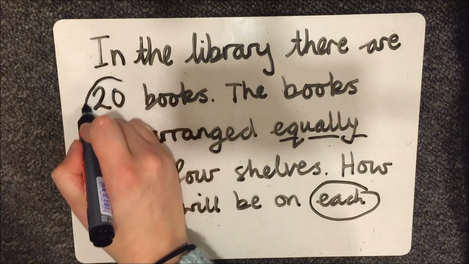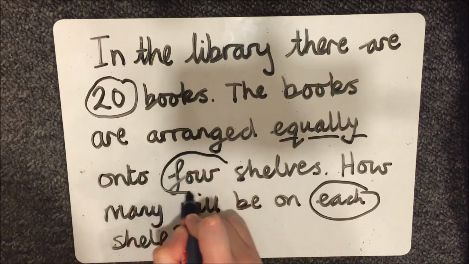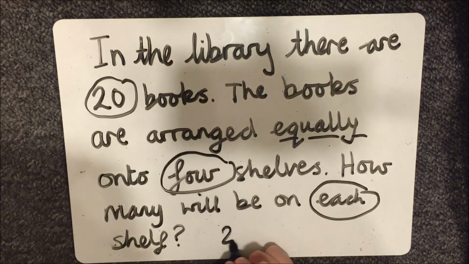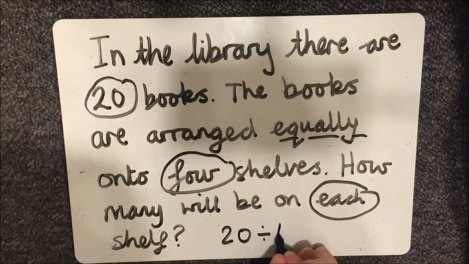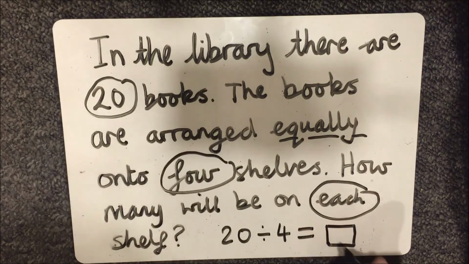So I've got 20 things, and I've got to put them onto 4 shelves. So my number sentence is 20 shared between 4 shelves, or divided between 4. Each one will get, and my answer.